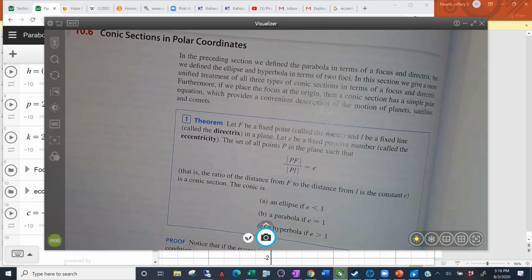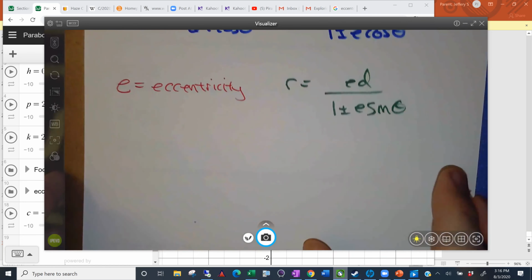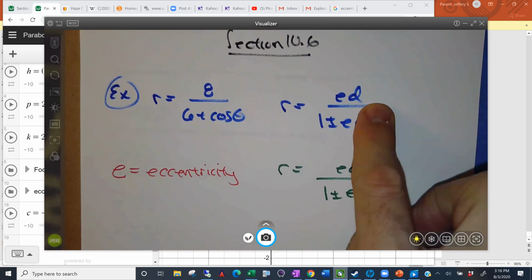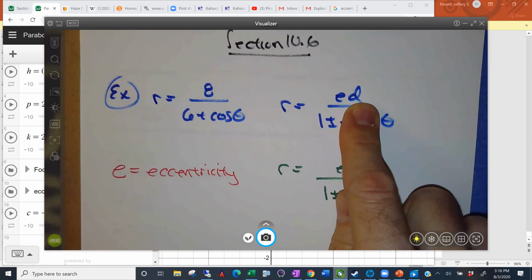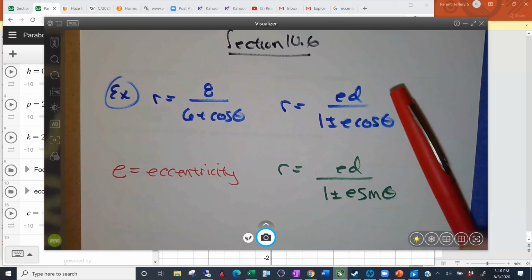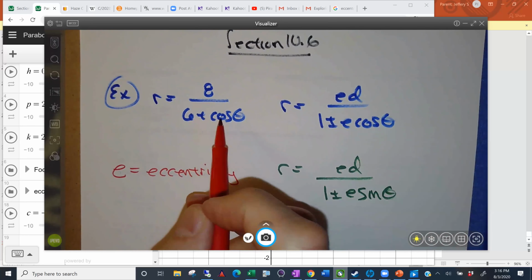We'll also pay attention to that D that I put up in my equations, because that's going to help us determine the directrix. Each of our polar graphs, each of our conic sections, is going to have a directrix, one directrix, defined by that D. Let's see. So let's start out with this example.